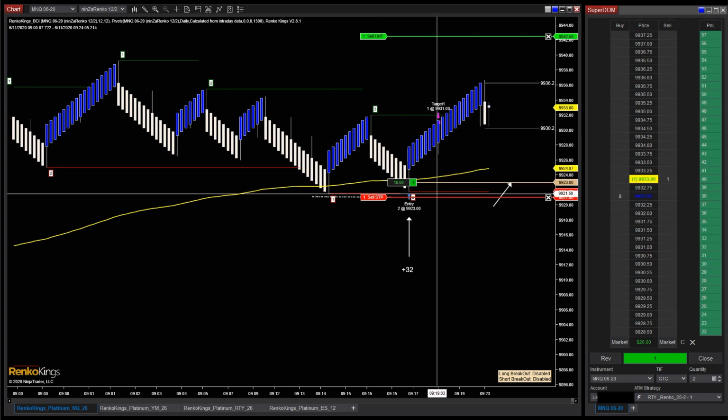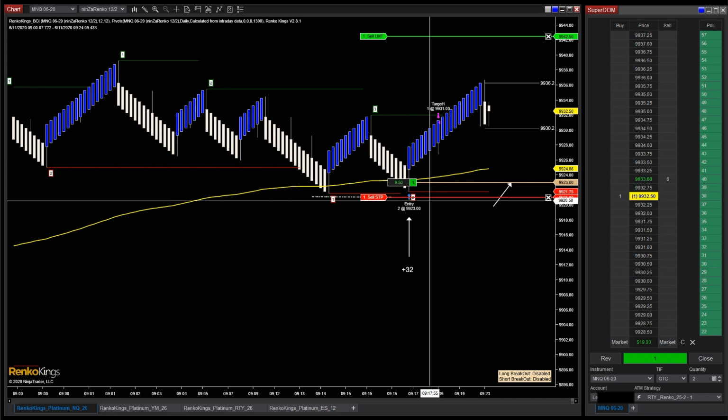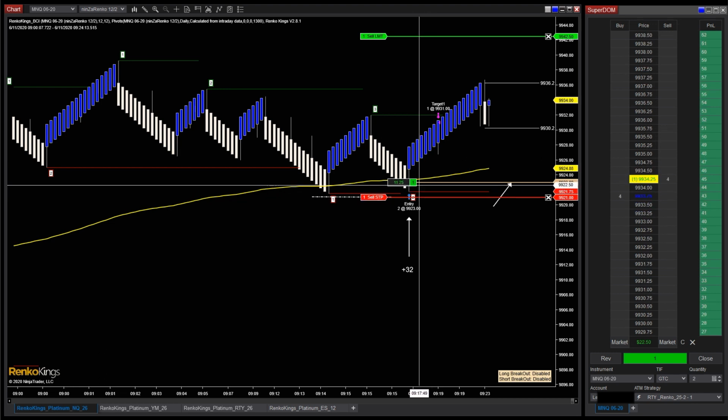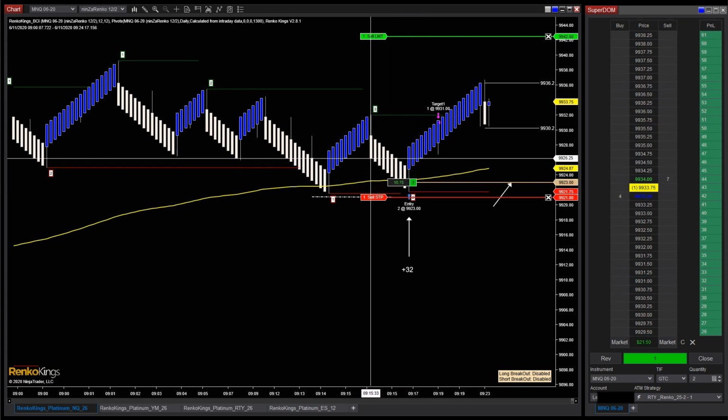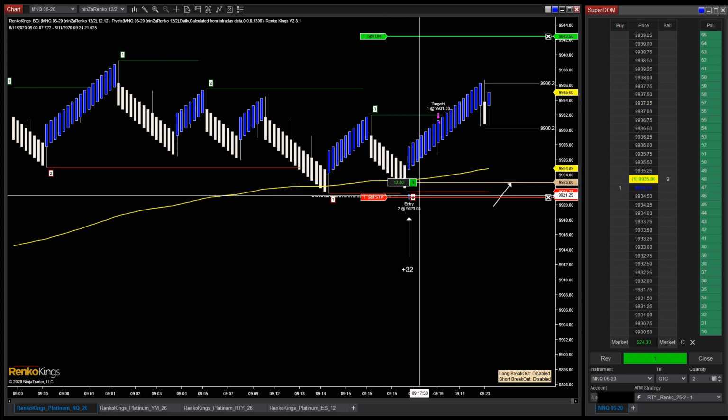But I'm willing to do that because it's a tiny amount of risk. You know, if you can get it down to 4 to 6 ticks, ideally, something like that, and take a swing at that, your risk is very small for a full-size trade. Okay.